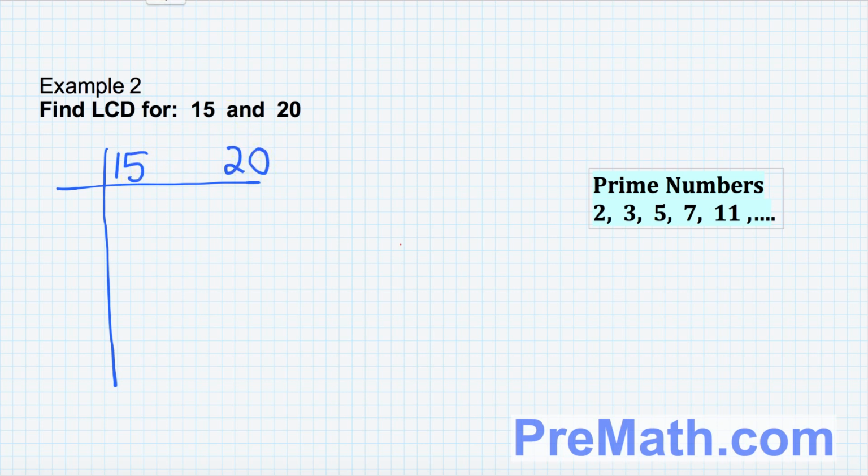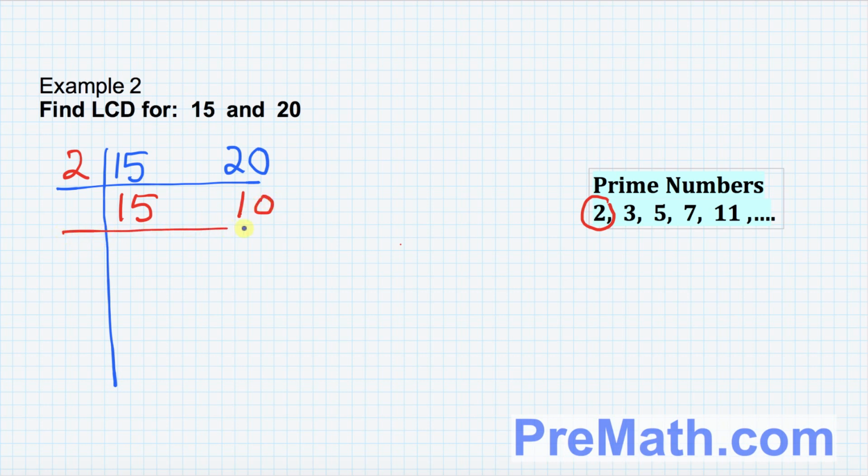So let's start with the smallest prime number, 2. Of course, 2 divides into 20, so I'm going to put down 2 over here. Does 2 divide into 15 evenly? No, just leave it out there. And does 2 divide into 20 evenly? Yes, so it's going to be a 10.